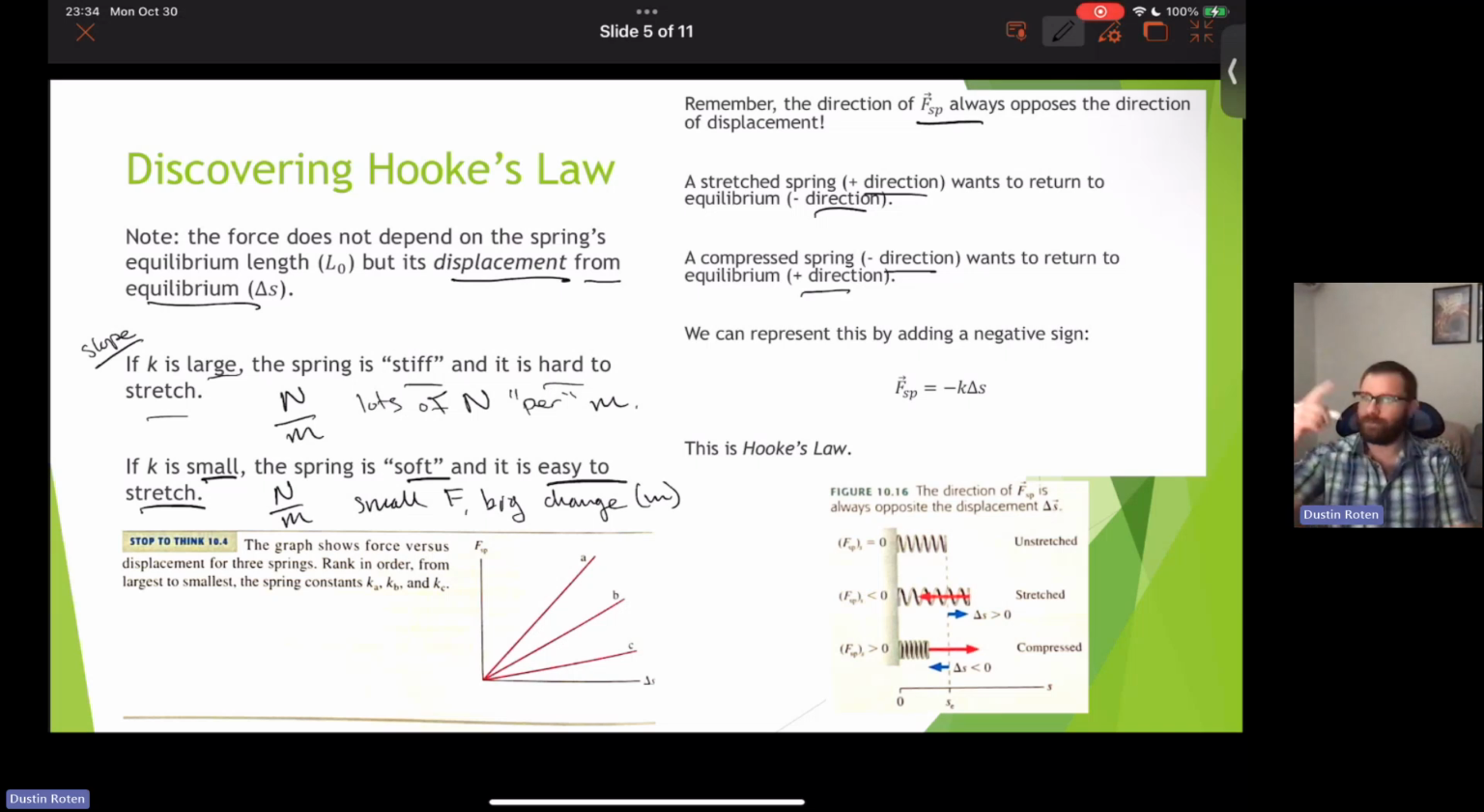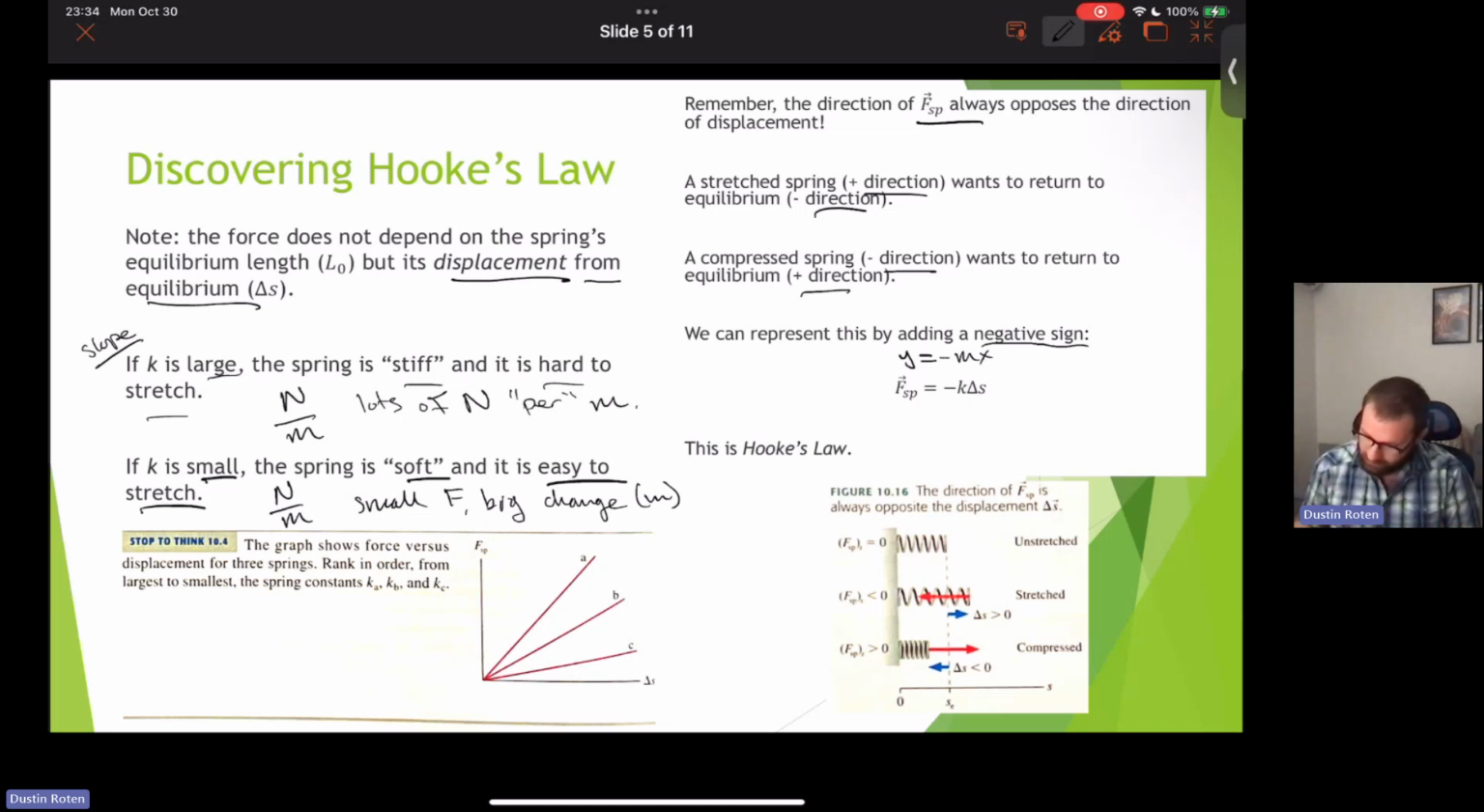Now we know we have this slope, the K, and we know we have the x, so we have this y equals mx situation going on here because there's a linear relationship. What we can do is add a negative sign, and that takes care of our restoring force. Adding that negative sign is the final piece of Hooke's law that says these springs are going to act opposite to what we're doing to them. So we need to include that negative in our mathematics to reflect that.